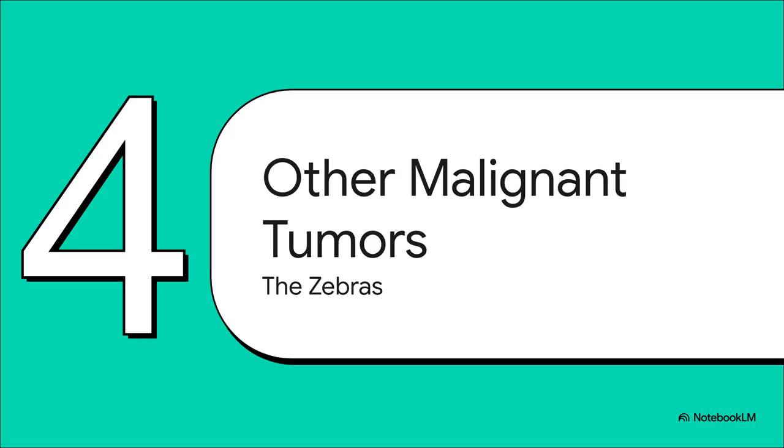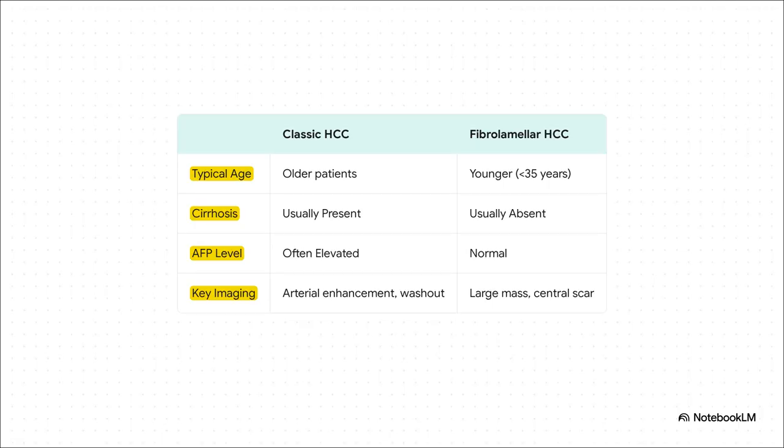Now, while HCC is the most common horse in this race, we have to keep a few zebras on our differential diagnosis. These are less common, for sure, but they can be tricky and they often need a completely different management plan. A perfect example of a zebra is fibrolamellar HCC. Just look at this table. It's pretty much the mirror opposite of classic HCC.